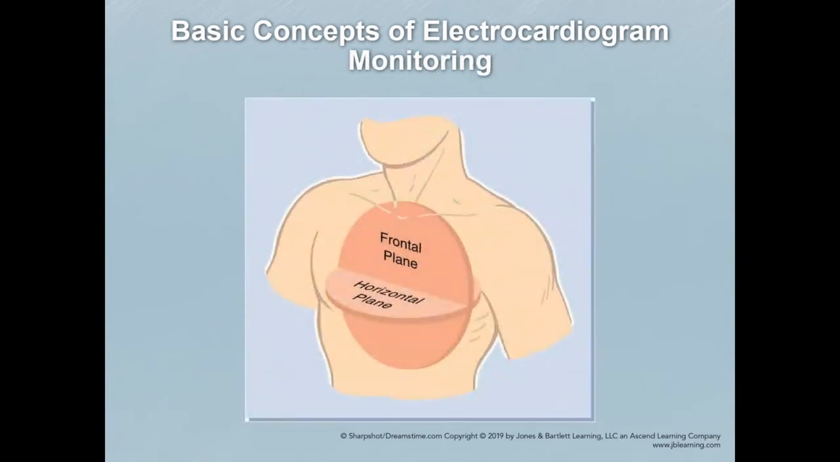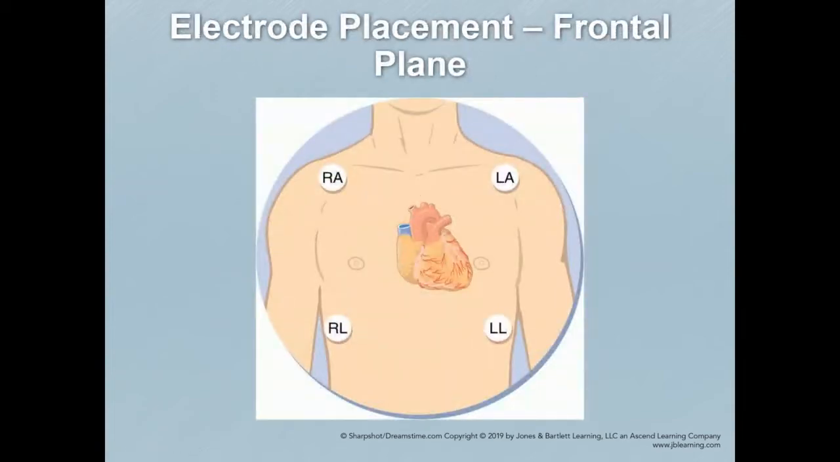So let's talk about the planes. Our limb leads get views from the frontal plane, okay? So you can see from the diagram that that is the up and down portion. It is looking at the heart vertically. However, our V leads look at a horizontal plane. When we place our V leads, it would be looking across the heart. So it's important to know exactly what you're looking at.